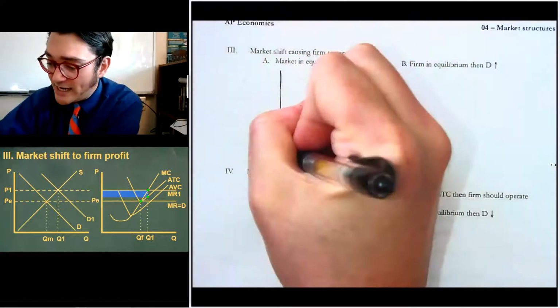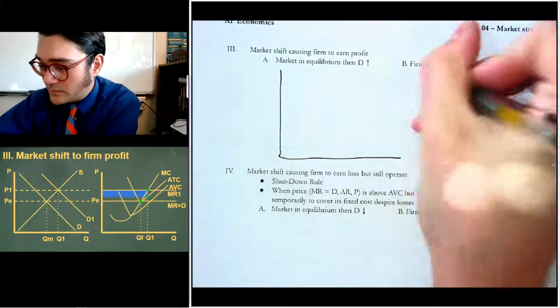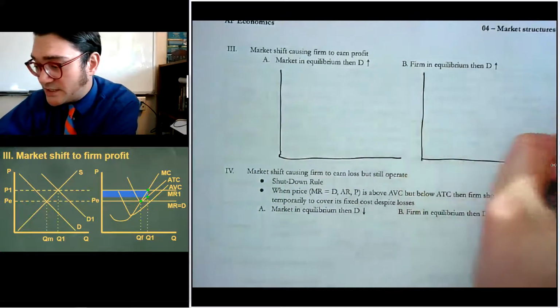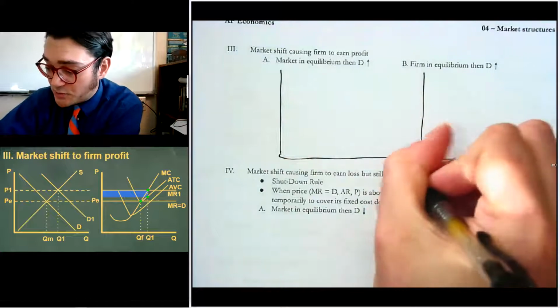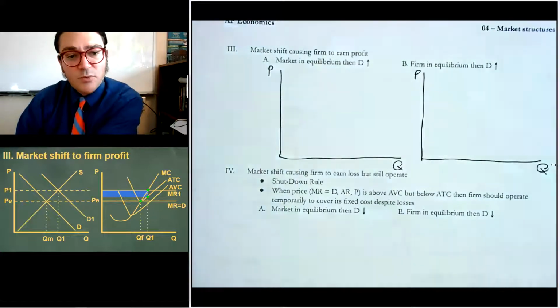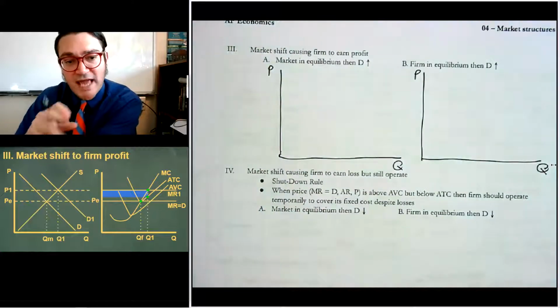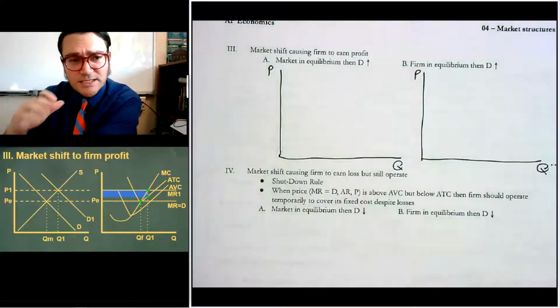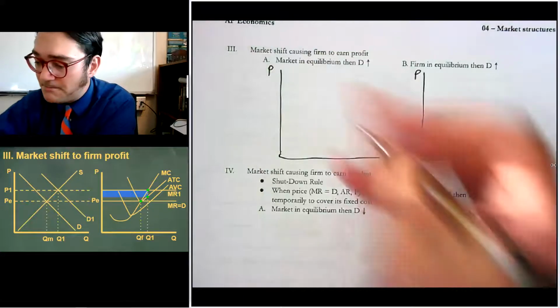So we'll draw two graphs. And we're going to start these in equilibrium. So if you like, you could just redraw your equilibrium graph from before. And if you don't want to include the AVC on this one, that's okay, because this one doesn't require an AVC.